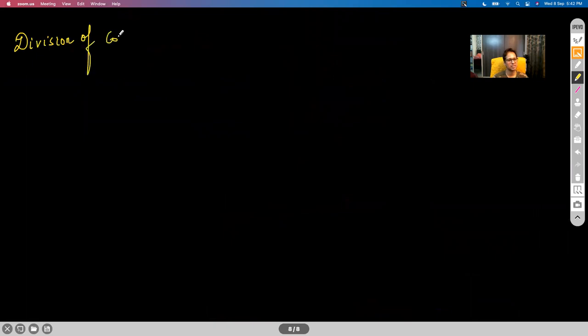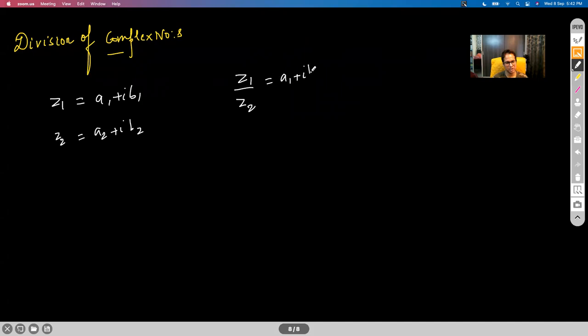Division of complex numbers, or quotient of complex numbers. When you divide one complex number, let's say a1 plus ib1, by another complex number a2 plus ib2, you end up getting another complex number. Let's say that complex number is a3 plus ib3. Normally when we divide complex numbers and get a complex number, we leave the answer in a3 plus ib3 form rather than in a raw stage like this. So many times a question itself comes: what are a3 and b3 in terms of a1, b1, a2, b2? In order to obtain that, you need to do a small operation.